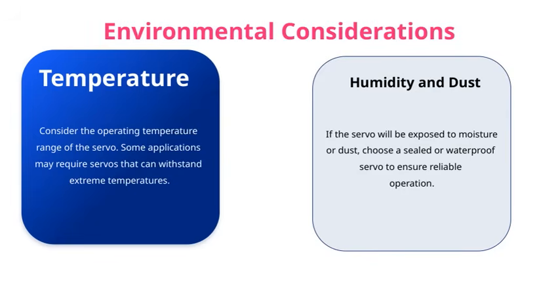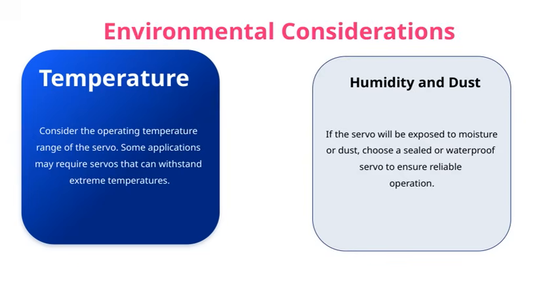When selecting a servo, it's important to consider its operating temperature range. Some applications might expose the servo to extreme temperatures, so choosing a model that can handle those conditions is crucial for reliable performance. If the environment is particularly hot or cold, make sure the servo you pick is rated for those temperatures. Additionally, environmental factors like moisture and dust can really impact the servo's operation. If your project involves exposure to water, humidity, or dusty conditions, you'll want to go for a sealed or waterproof servo.